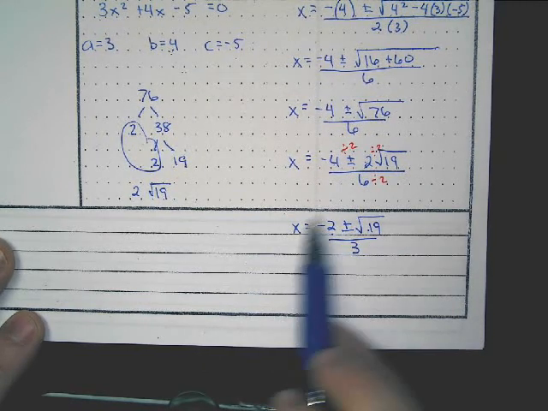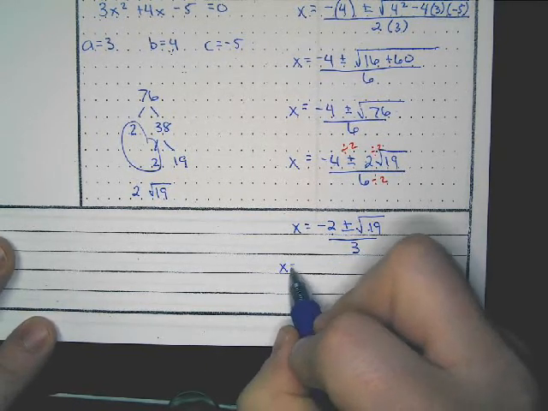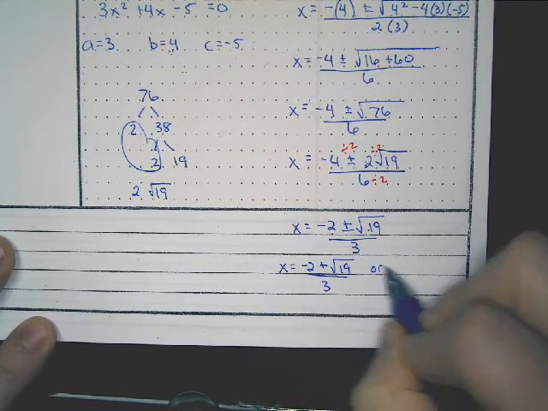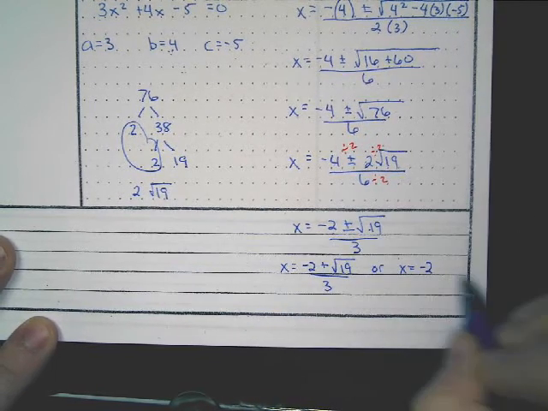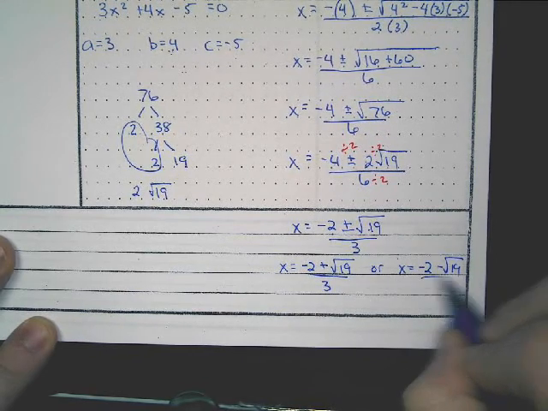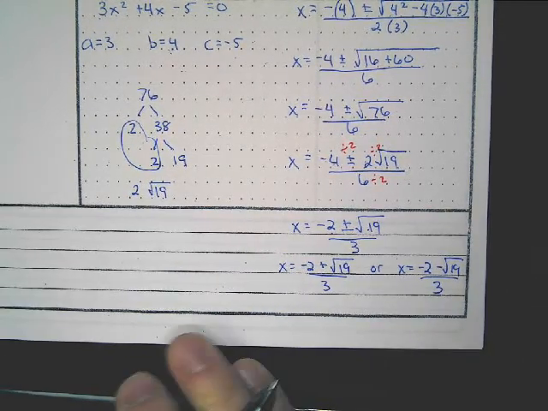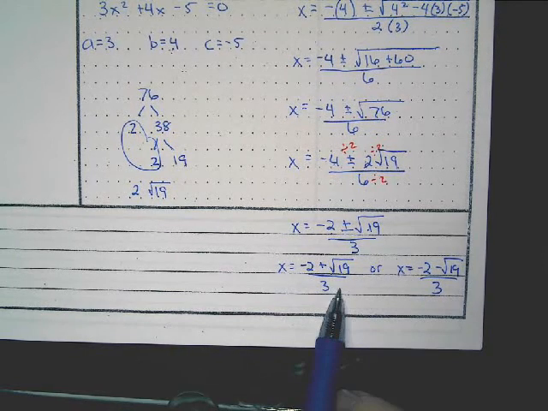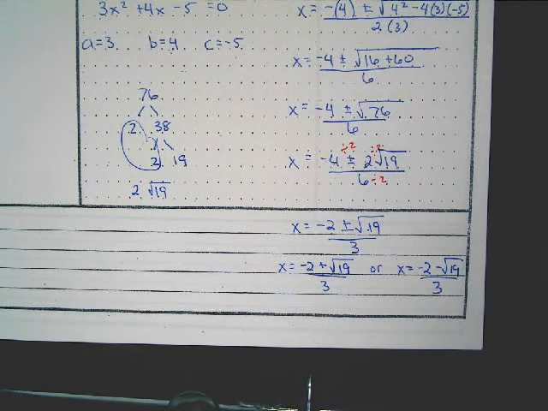And this is our two solutions. So I can say x equals negative 2 plus root 19 over 3, or x equals negative 2 minus root 19 over 3. These are our exact values, and then we use our calculator to find our approximate values. So I'll use a calculator.